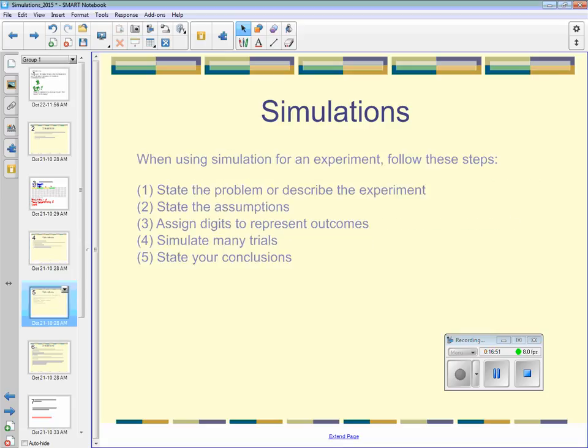These are the 5 steps to creating a simulation. So if you're going to write something down, this is what you should write down, okay? The 5 steps. The first one is to state the problem or describe the experiment, or really describe the simulation. It's not really an experiment, that's kind of a misnomer there. We're not sure what an experiment is yet. So I'm going to say simulation here.